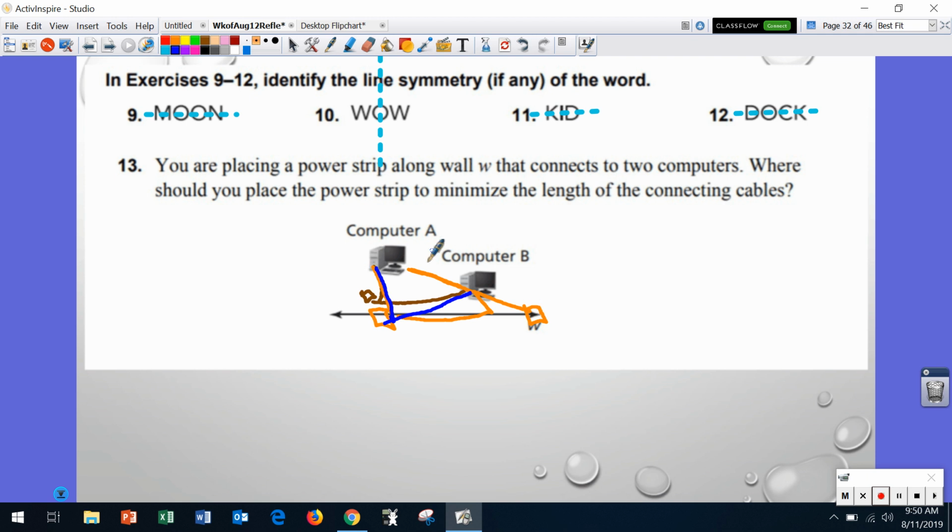Because what I do understand is the diagonal distance between 2 points is shorter than going here and then here. It's shorter than going from here to here and then from here to here. I think this diagonal distance would be the shortest. That's just my opinion about it.